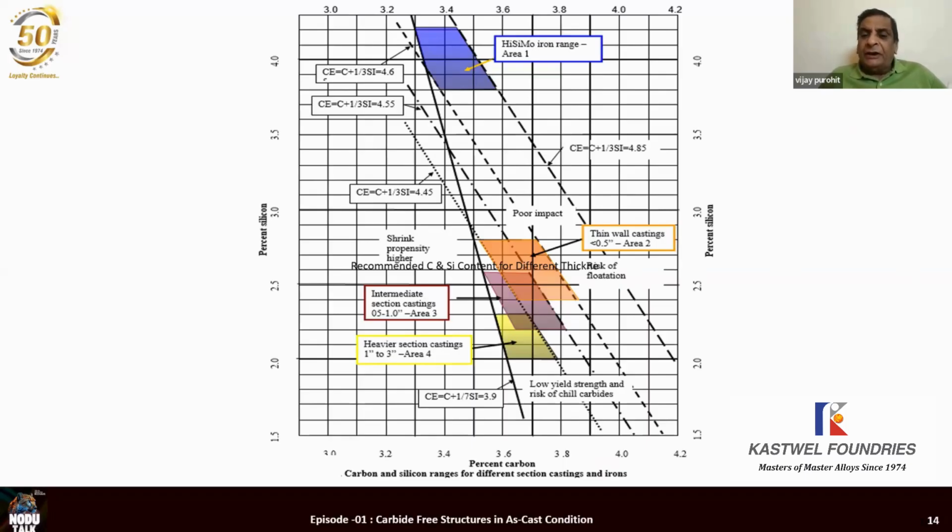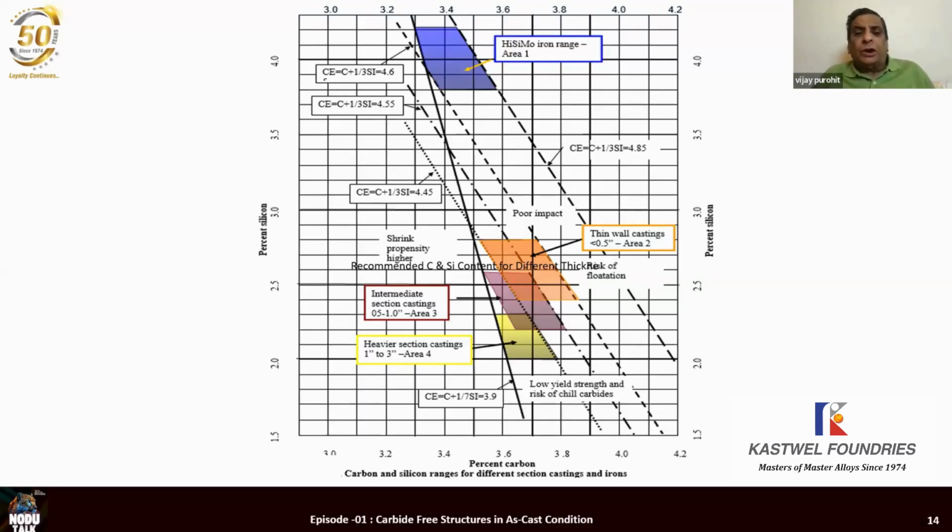Now let's go to area 2. Area 2 is thin wall castings. Thin wall casting means having a wall thickness of less than half an inch, which is less than 12 millimeters. Area 2, orange in color. Got it? So in this thin section casting, less than 12 millimeters in thickness, if you want to avoid the shrinkage defect, the carbon equivalent should be less than 4.6.